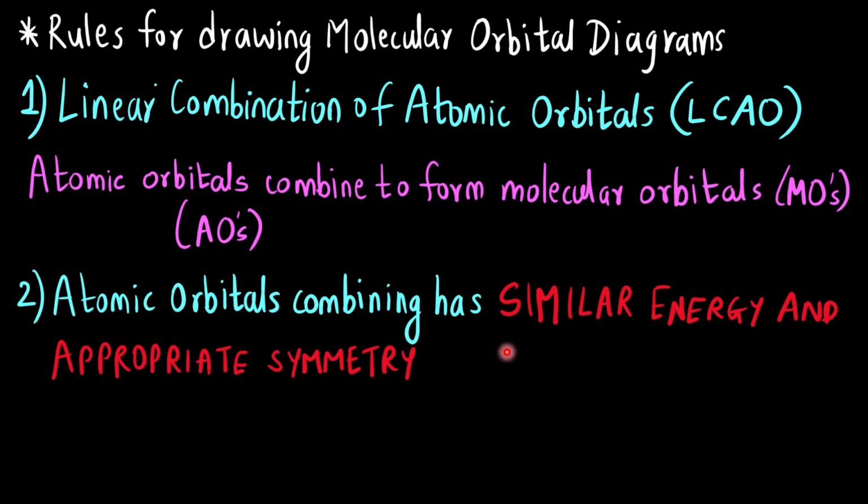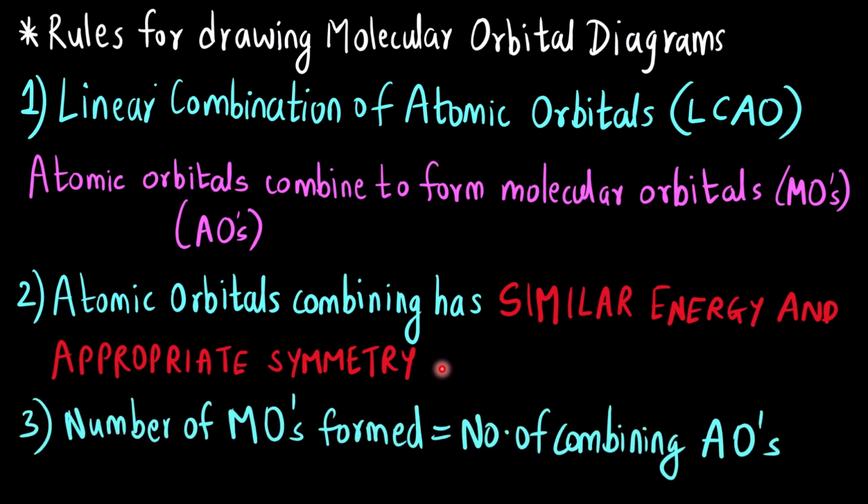For example, an s orbital combining with an s orbital, they both have similar energy. Let's say 1s and 1s combining, so they have the same energy. The shape or symmetry is also similar, that is both are spherical in shape. For example, a p orbital combining with another p orbital, or a p orbital combining with an s orbital. Okay, they have similar energy and the appropriate symmetry.